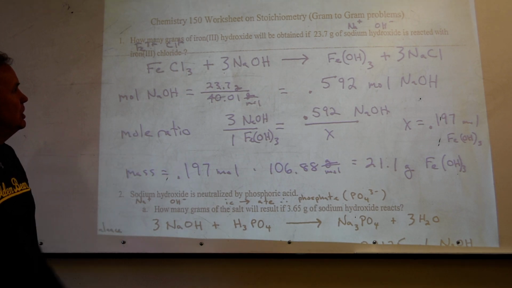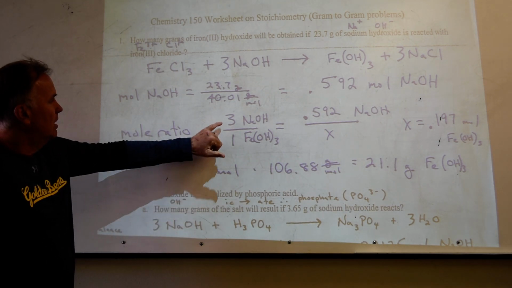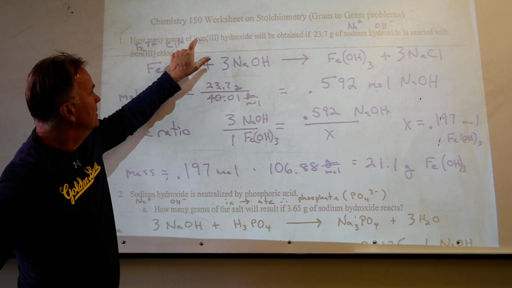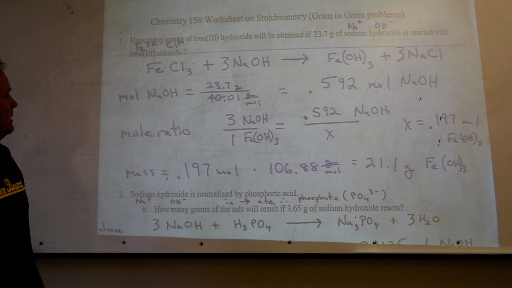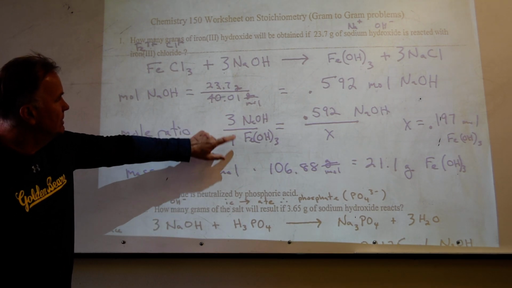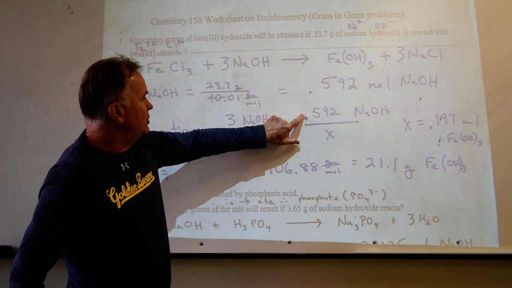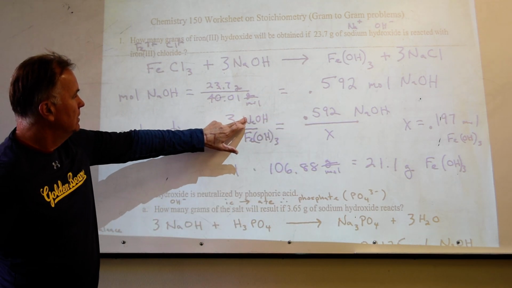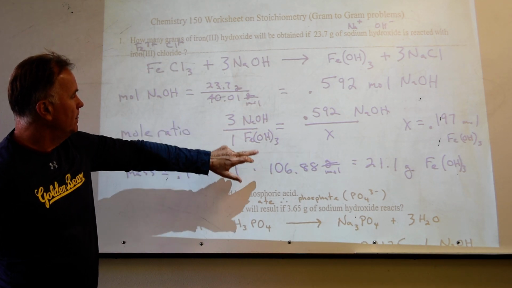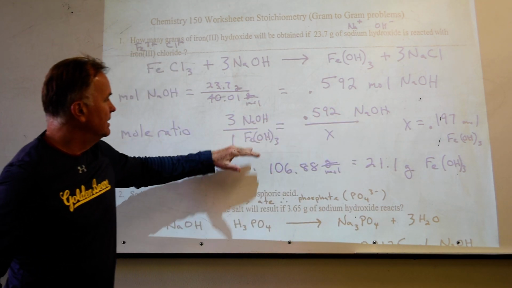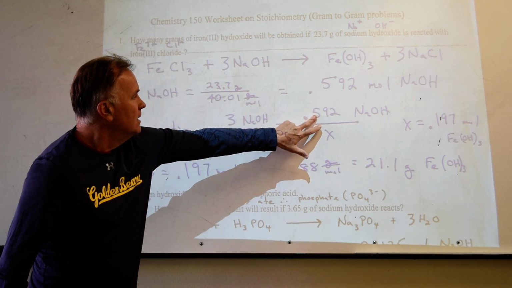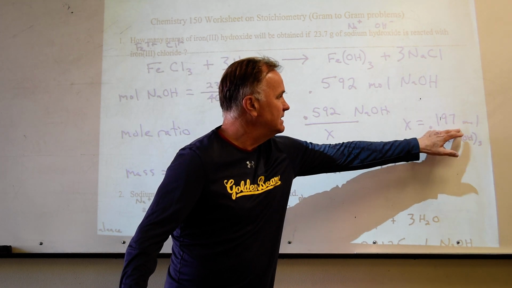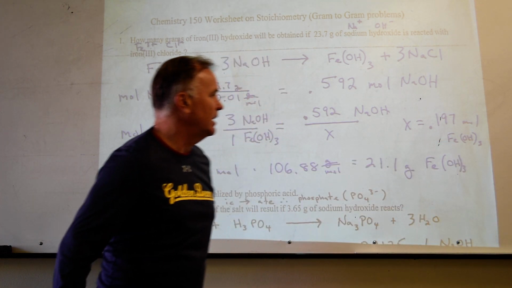Second step is to convert into moles of iron hydroxide, because that's what the question's asking for. So it's a 3-to-1 ratio, so 3 is to 1, like 0.592 is to X. Just make sure when you set up these ratios, if you have sodium hydroxide on the top here, it's got to be on the top over here, just be consistent. Solve for X, it comes out to be 0.197 moles of iron hydroxide.